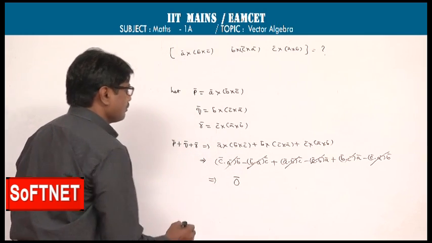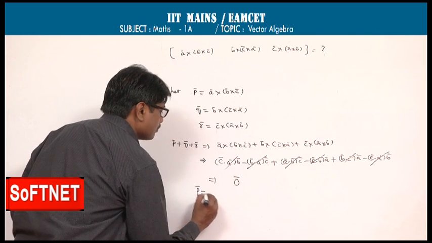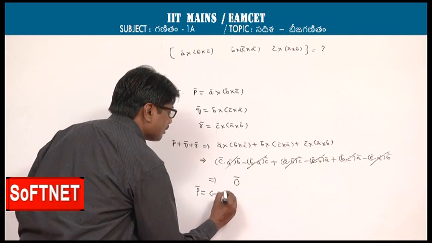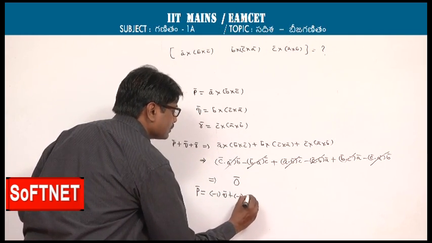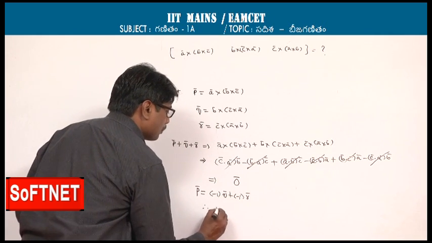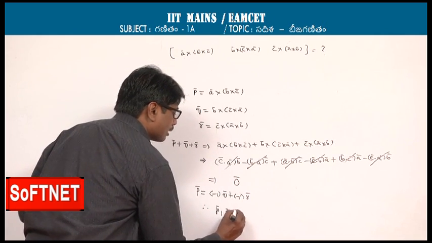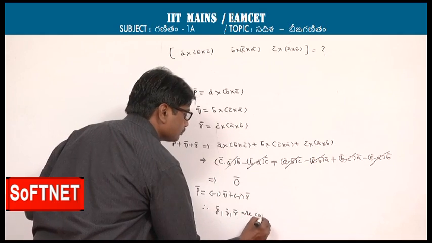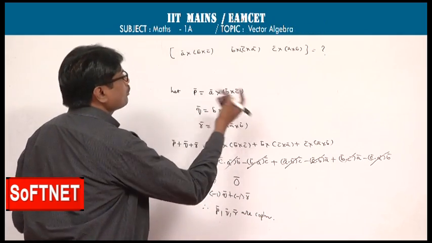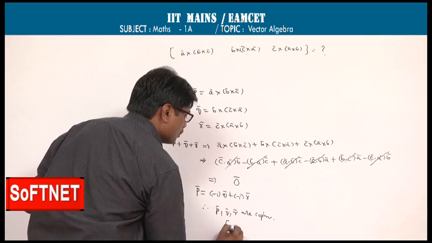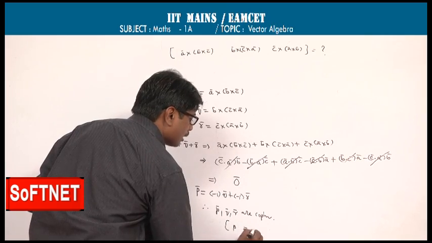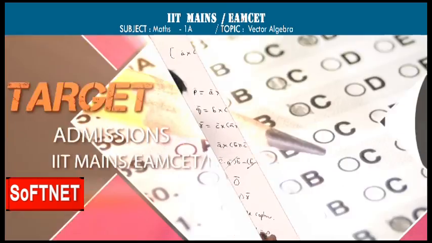What is the indication of this one? P bar can be written as minus 1 times of Q bar minus 1 times of R bar. Therefore, P bar, Q bar, R bar are coplanar. When the vectors are coplanar, their box value, box of P bar, Q bar, R bar will be equal to 0.